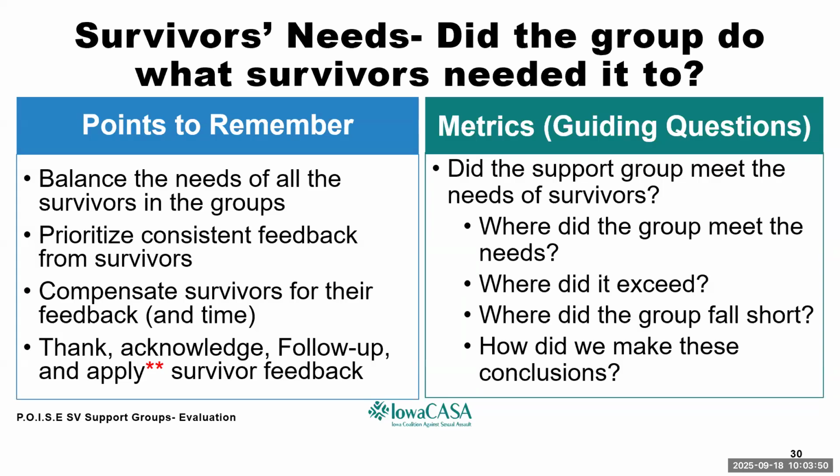So, our metrics for meeting survivors' needs. Overall, did the group meet the needs of survivors? Where did the group meet the needs? Where did they exceed the needs? Where did the group fall short? And how did we come to those different conclusions?